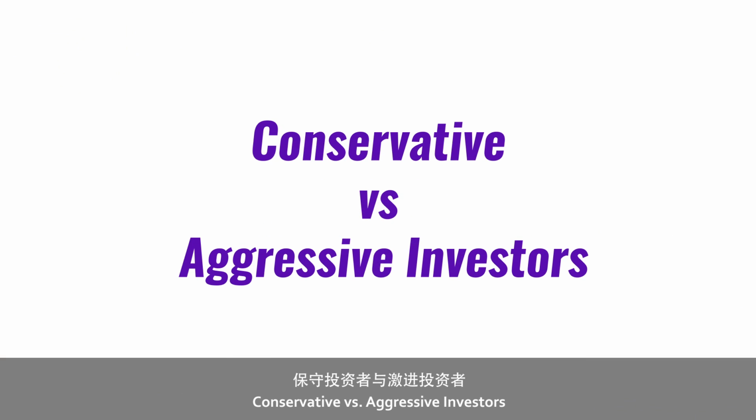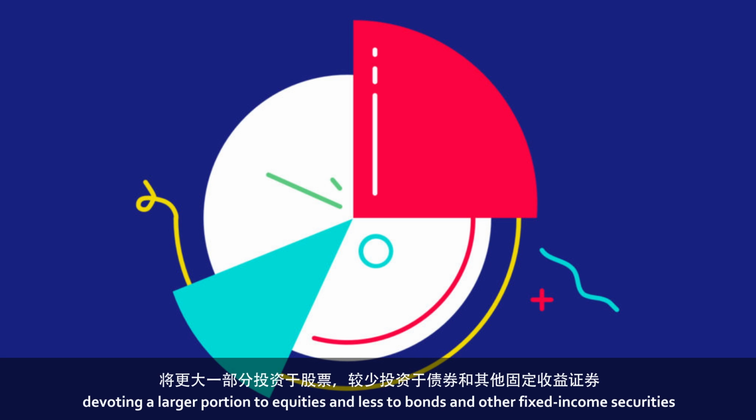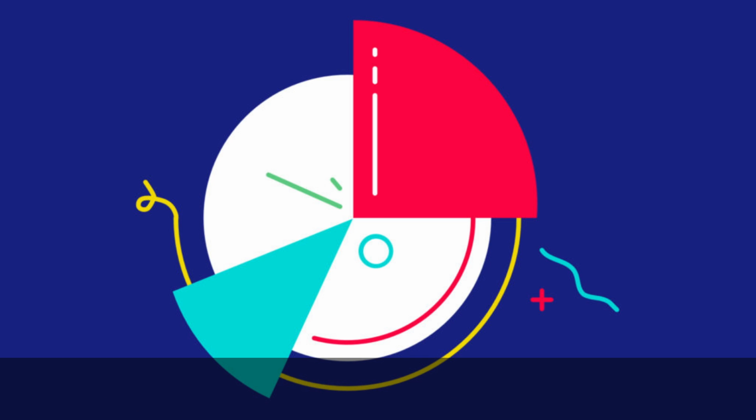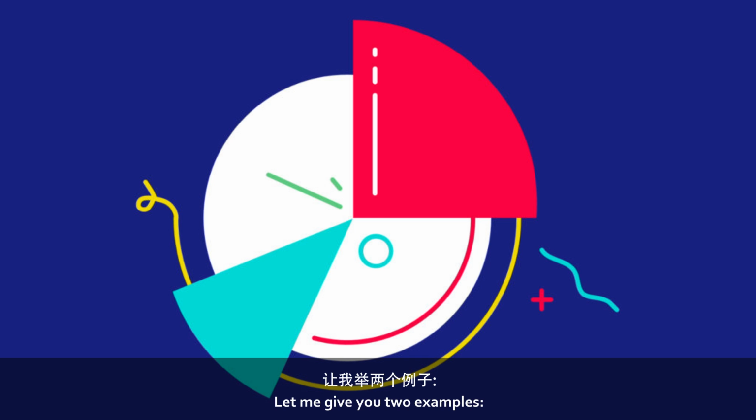Conservative versus aggressive investors. Generally, the more risk you can bear, the more aggressive your portfolio will be, devoting a large portion to equities and less to bonds and other fixed income securities. On the other hand, the less risk you can assume, the more conservative your portfolio will be. Let me give you 2 examples.